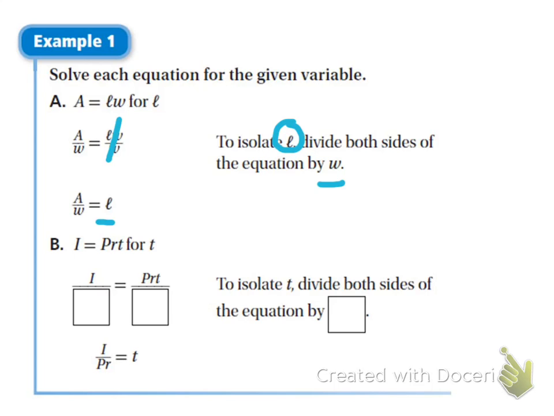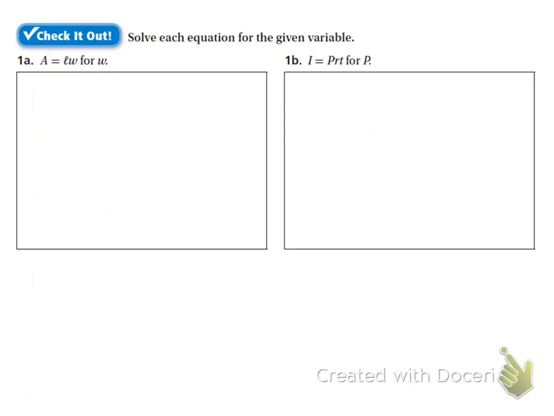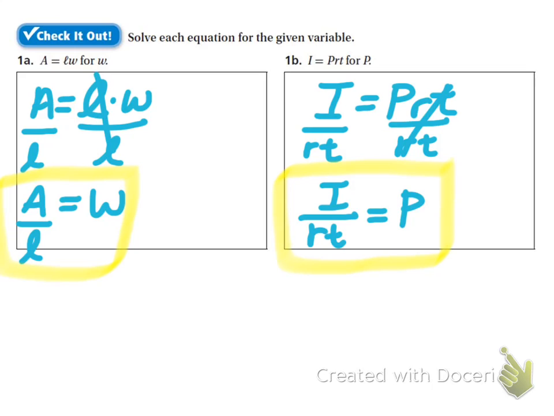Okay, let's try it again. Letter B, interest equals principal times rate times time, for T. So we're going to divide and isolate the variable. So we're going to divide by P and R. So my answer is T equals I divided by P times R. We're not solving again. I'm just isolating the variable so that it would be easier for us to input later. Okay, I'd like you to try Check It Out, number 1A and 1B on your own. Okay, so your answer should be for 1A, area divided by length equals W, and for 1B, principal equals interest divided by rate times time.